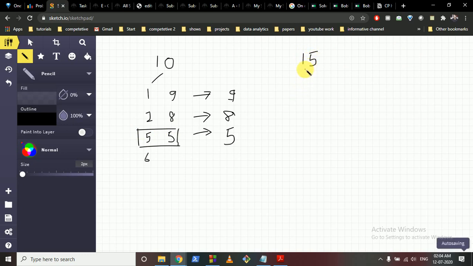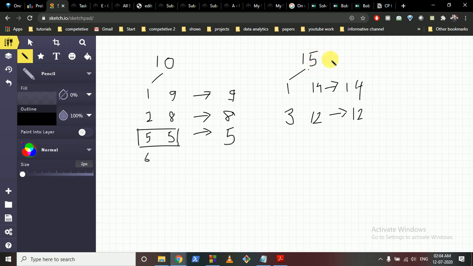Let's do the same thing for 15. It's 1 and 14, and the answer is just 14. But can we do something better? If I take 3 and 12, the answer is 12, and yes, it's less than 14. So this is what's happening. As you can see, the LCM will only get reduced if the other number is a factor of the first number.